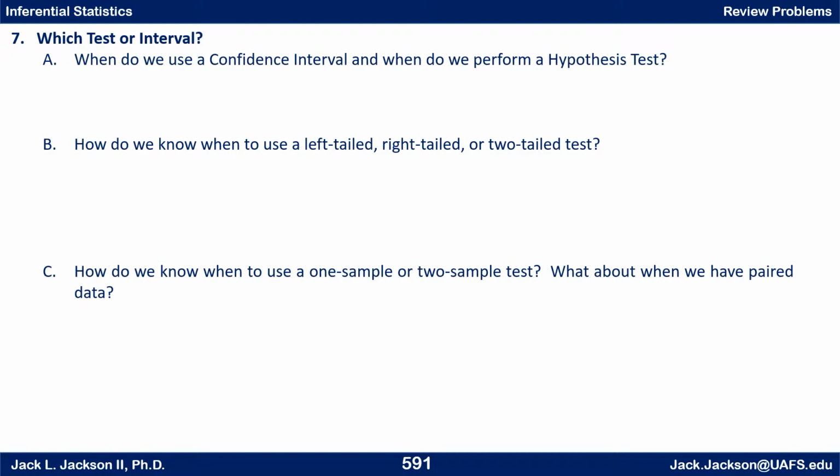Okay, so see if you can do this. When do we use a confidence interval, and when do we perform a hypothesis test? How do we know when to use a left-tailed, right-tailed, or two-tailed test? How do we know when to use a one-sample or two-sample test? What about when we have paired data? So see if you can write a couple sentences about each of these. Press pause now. It's important that you work these out yourself.